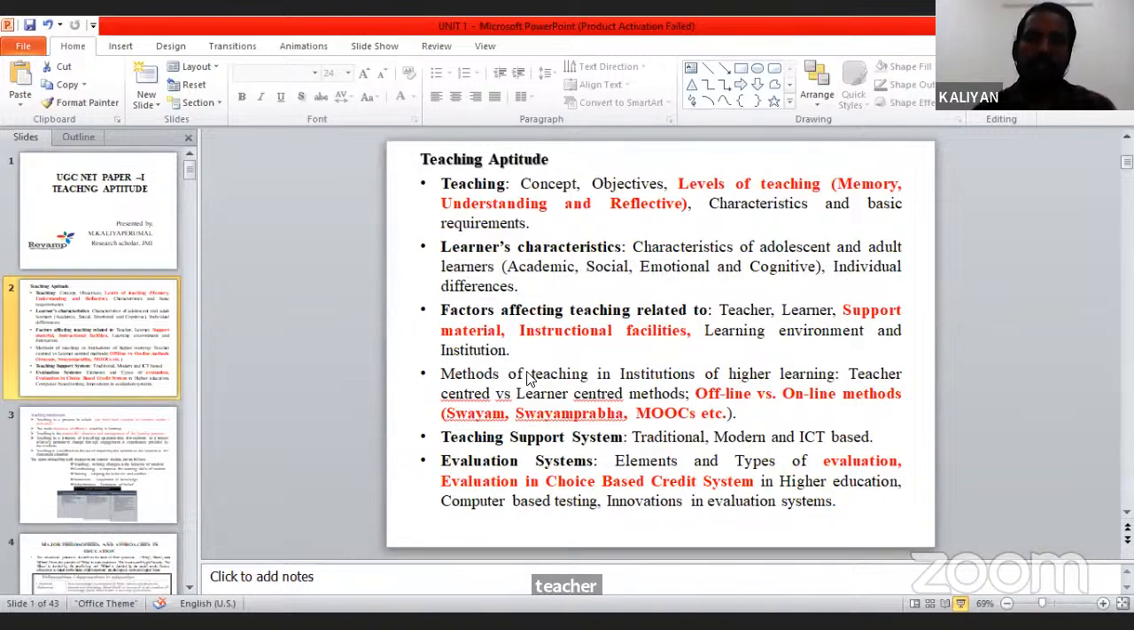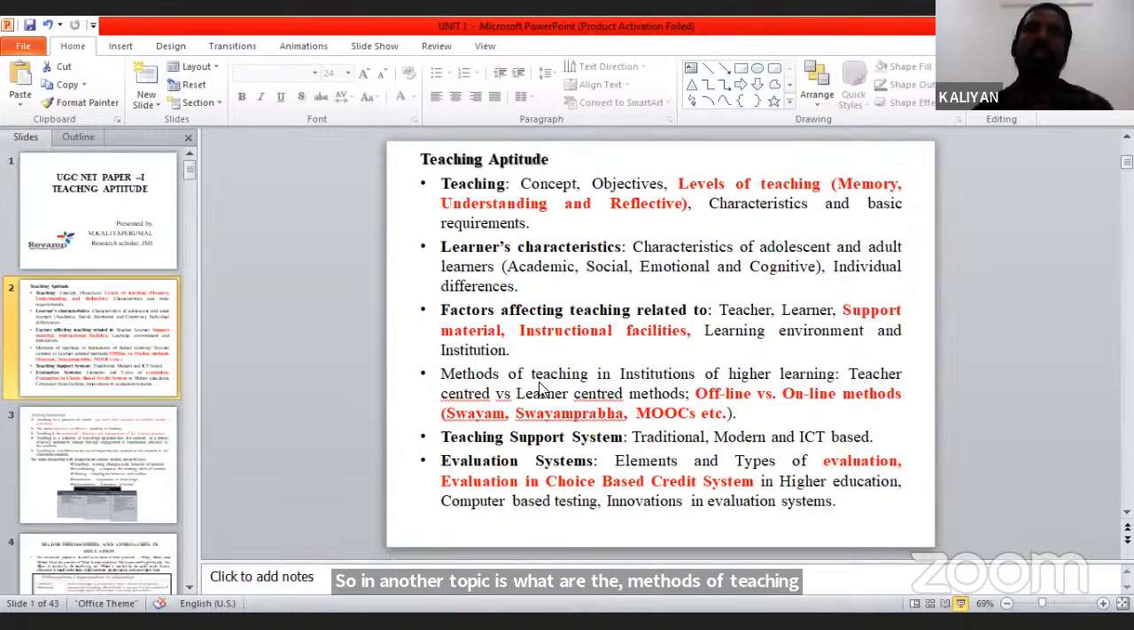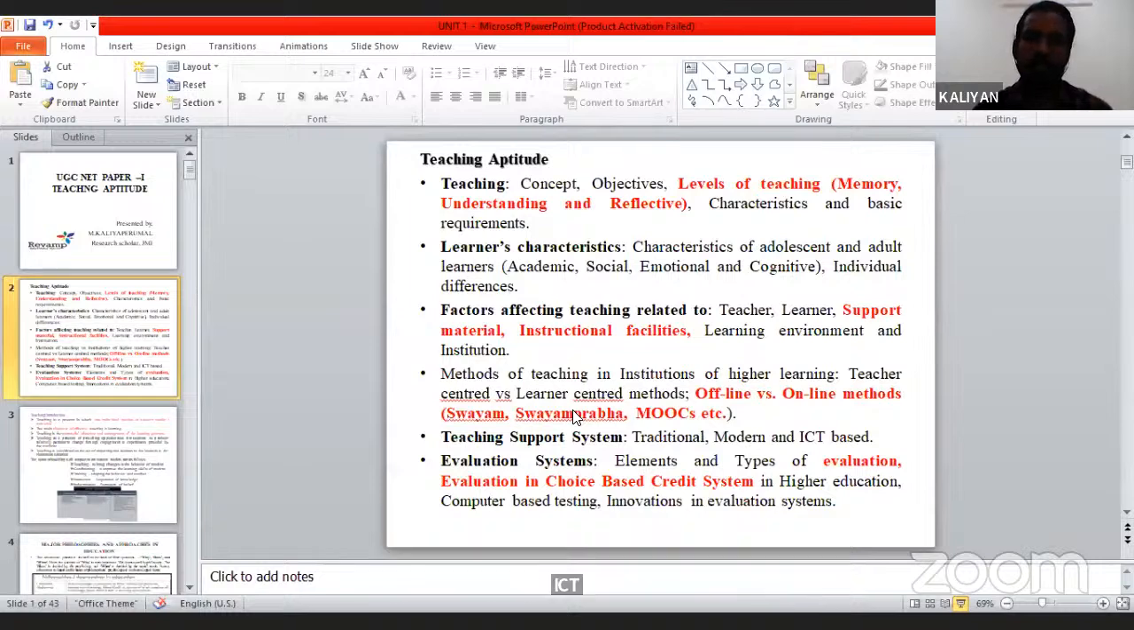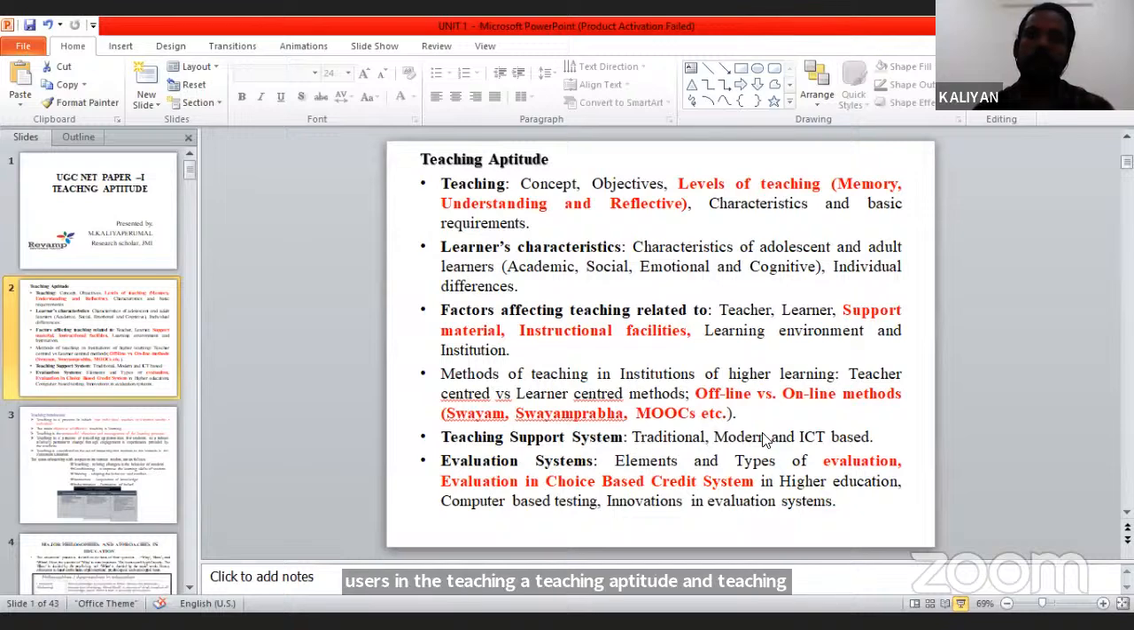Another topic is the methods of teaching, like teacher-centered or learner-centered. In teacher-centered there are some methods, and in learner-centered there are some methods, like the difference between offline and online methods. And what is ICT, information communication technology, used in teaching aptitude, and teaching support systems: traditional, modern, and ICT-based. Evaluation system is also one of the important topics in teaching aptitude.